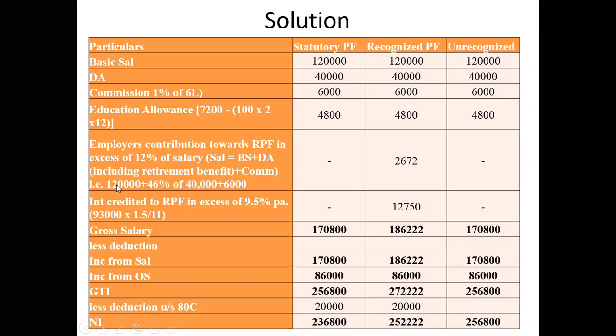So for all retirement benefits, how do you compute salary? Basic plus DA forming a part of retirement benefit and a fixed percentage of turnover achieved by him. This is what we consider as salary. So 1,20,000 plus 46% of 40,000 plus 6,000. Just see what is the total amount that it comes out. I think it comes somewhere around 17,000. Just check it. So it's 24,400. So only adding 46% of 40,000 plus 6,000. So 1,20,000 plus 46% of 40,000 plus 6,000.